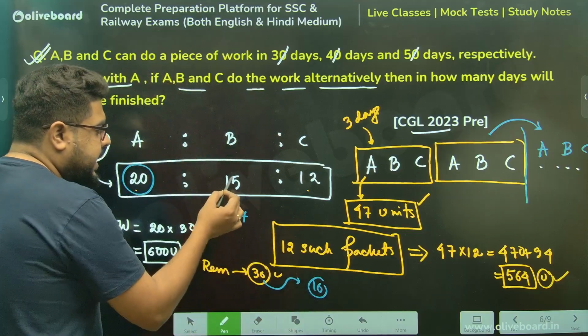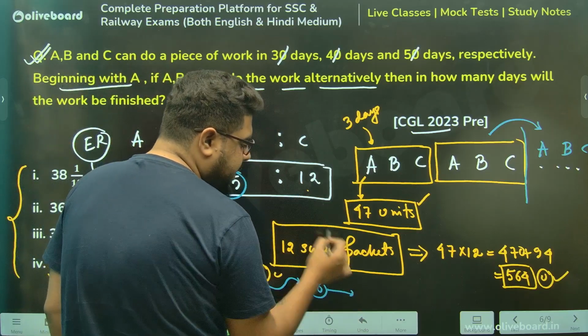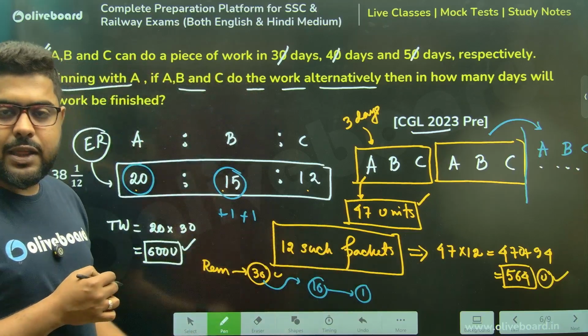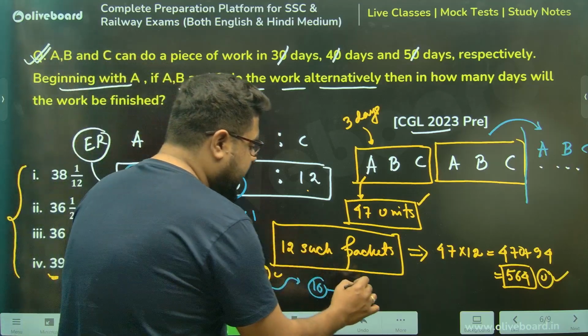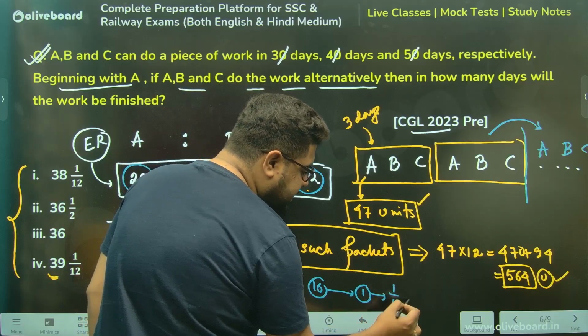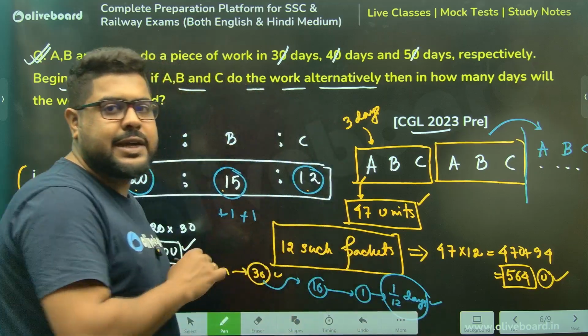Plus, next day B will come and complete 15 out of those units. So one unit remaining, but again, plus one. B has worked for another day. And this one unit will be done by C, who will take 1 by 12 days, because C can do 12 units in a day.